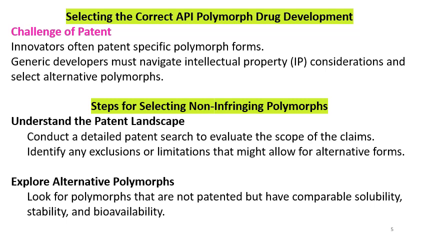Explore alternative polymorphs. Look for the polymorphs that are not patented but have comparable solubility, stability and bioavailability. This is the use of alternative polymorphs for making the non-infringing formulation. Also, many times the crystalline form is patented and then the generic manufacturer or generic applicant needs to go with the amorphous form of the API.